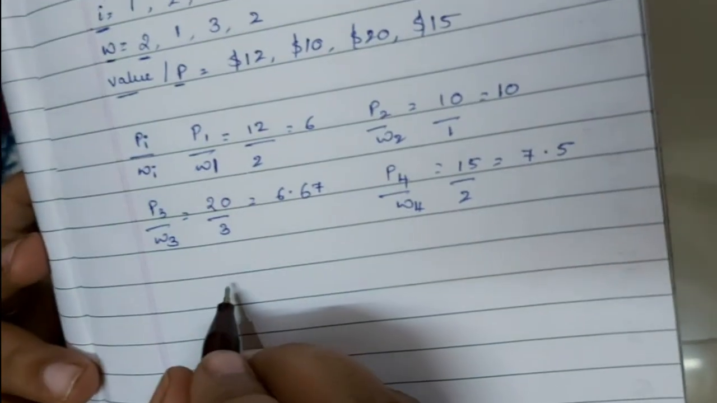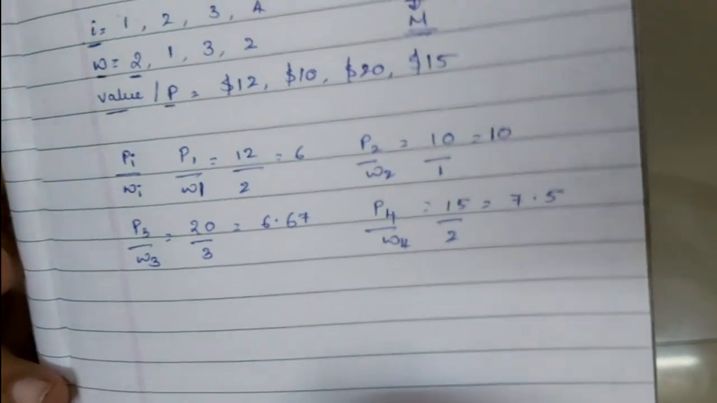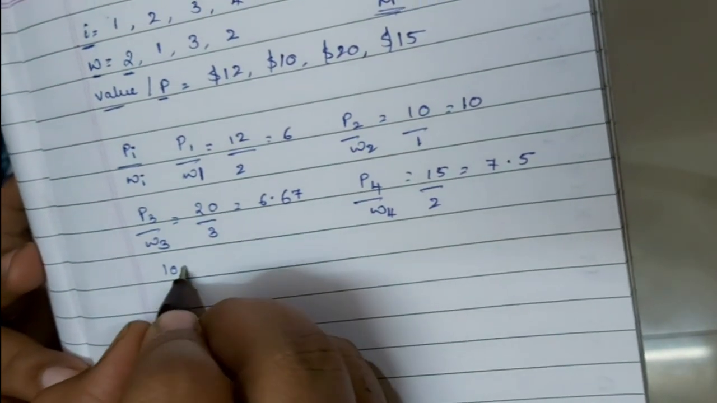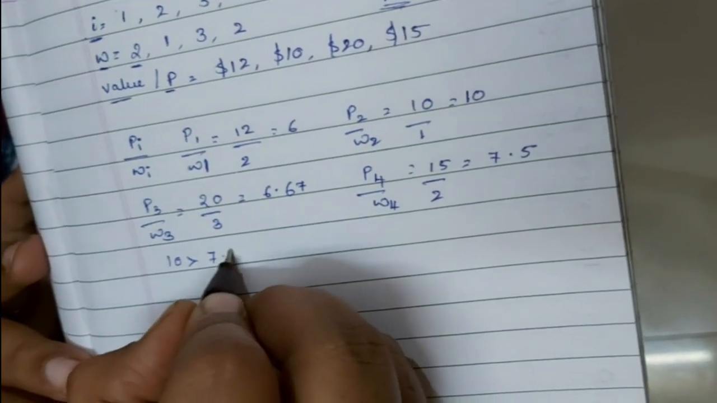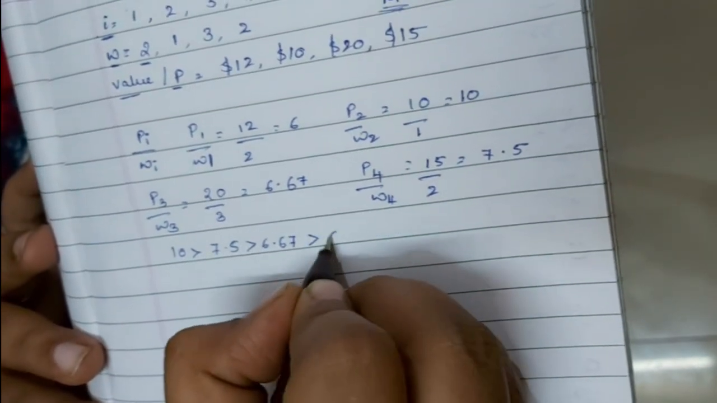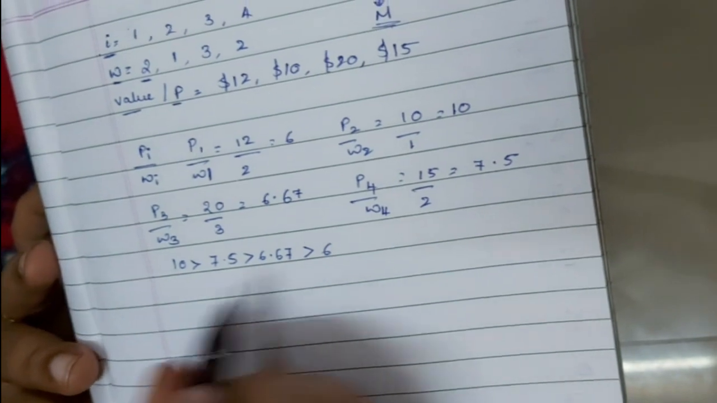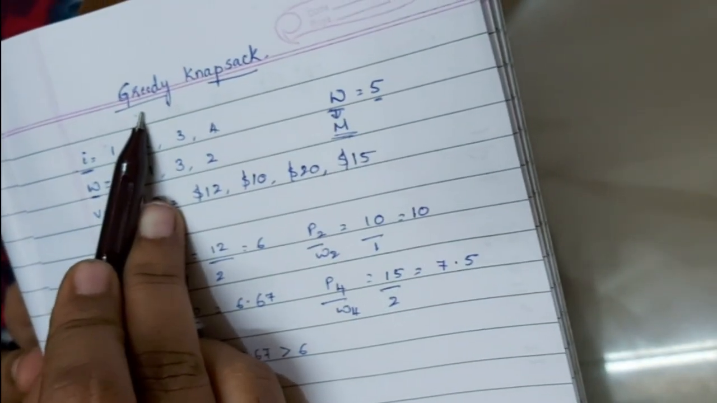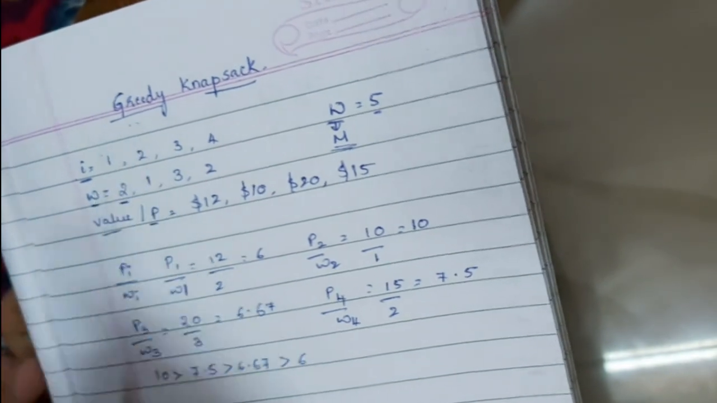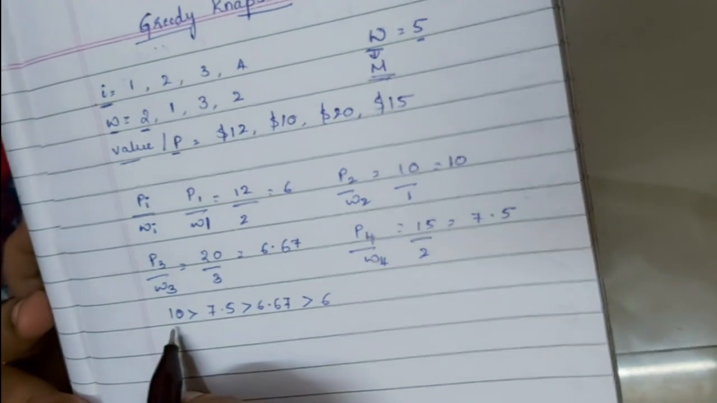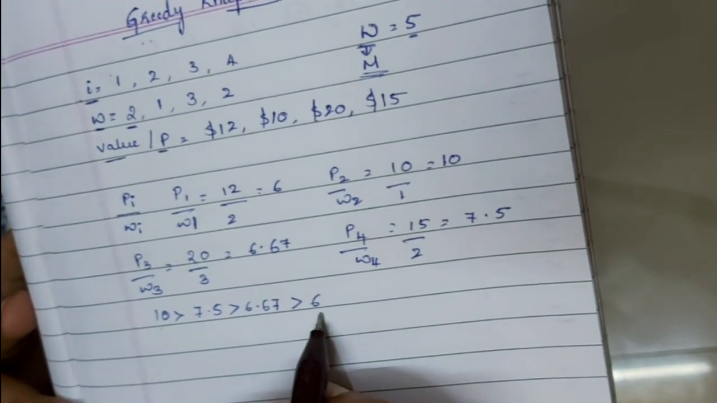Now this has to be arranged in decreasing order. That means we have 10, which is greater than 7.5, greater than 6.67, greater than 6. Why are we doing this? Because we are solving the greedy method knapsack. As told, in the greedy method we have to get the highest profit. So according to the profit by weight ratio, 10 is the highest value and 6 is the least value.